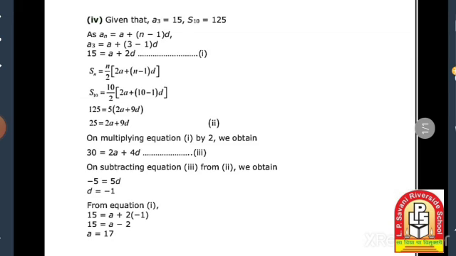Let's subtract equation 3 from 2. After that I found out d is equal to minus 1 by using the method of solving two equations in two variables, which we already learned in the previous lectures. So 15 is equal to a plus 2 into minus 1. Then, after I got d is equal to minus 1, I put the value of d in equation number 1, and then I got a is equal to 17 over here.